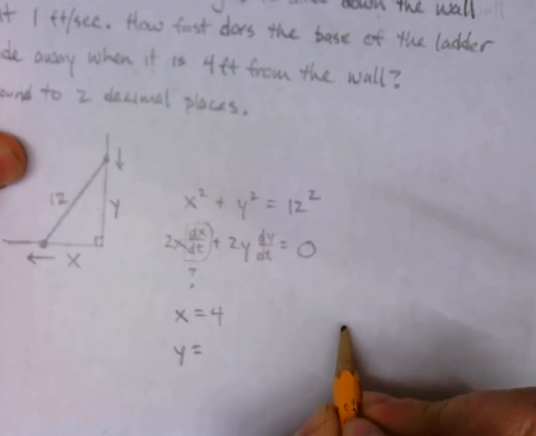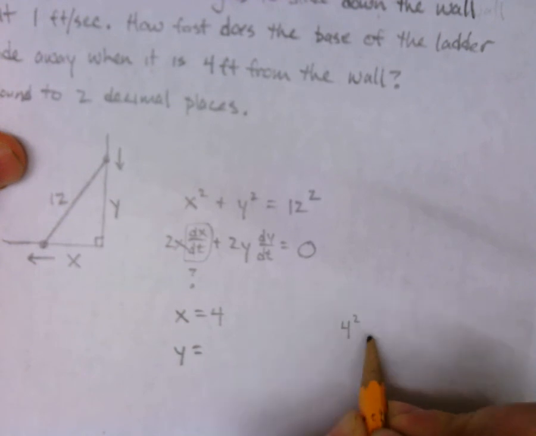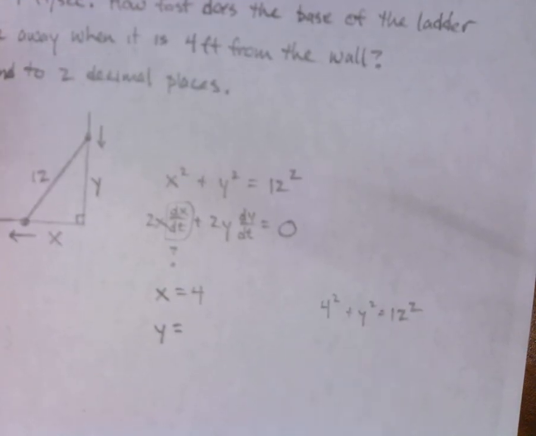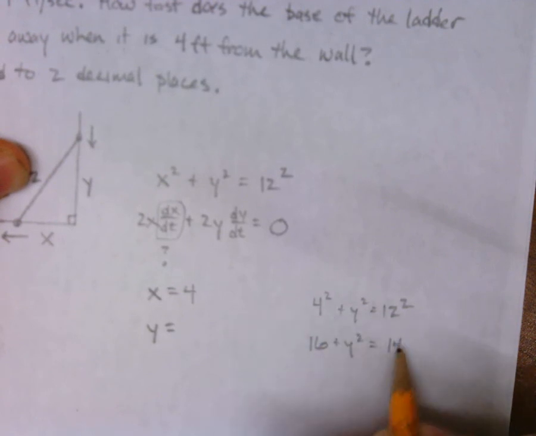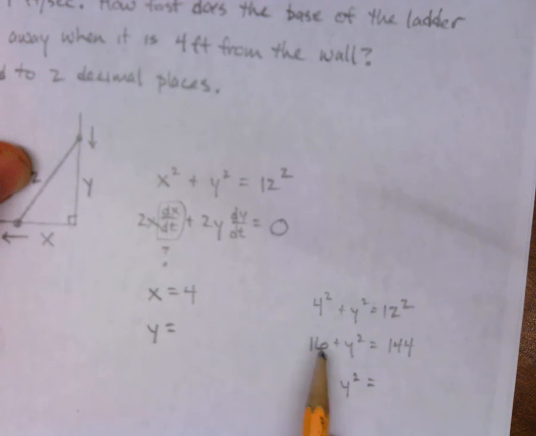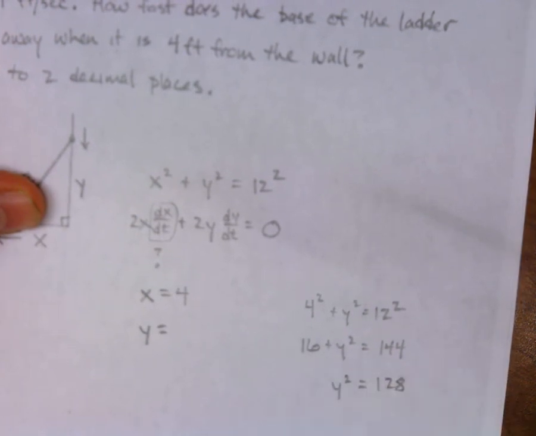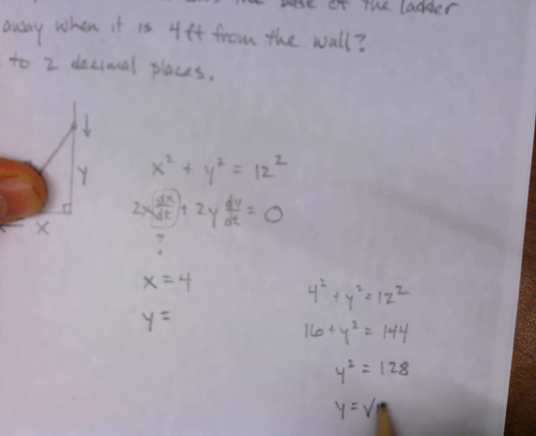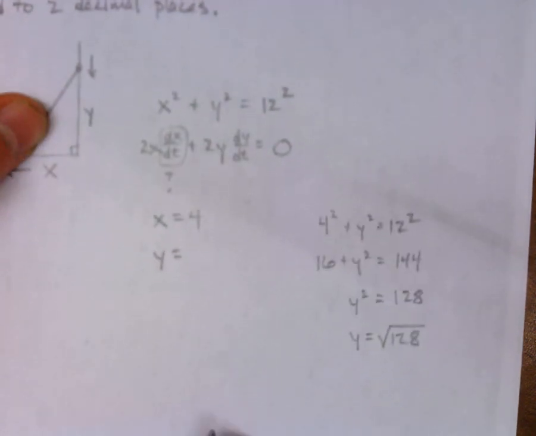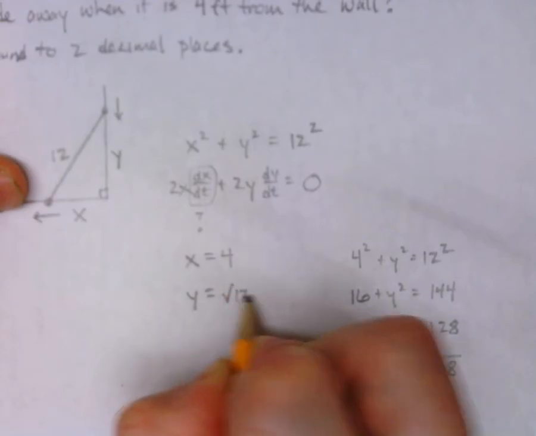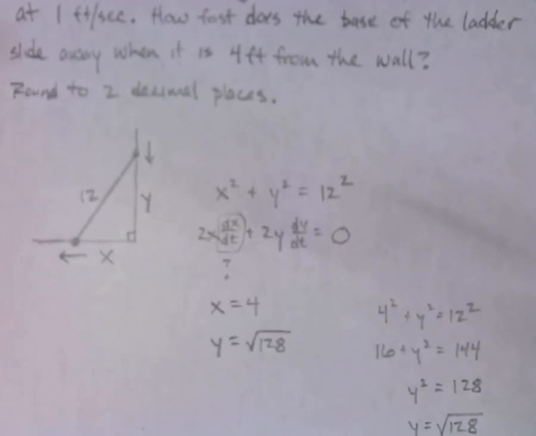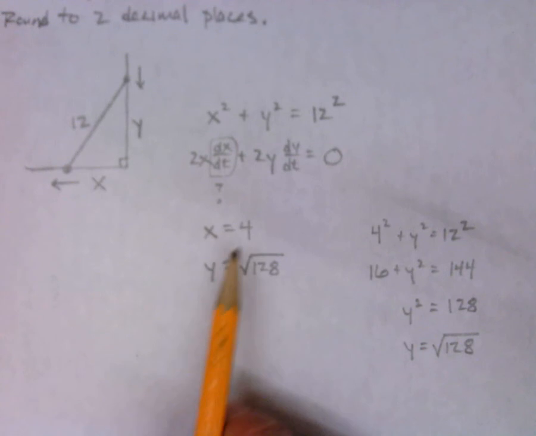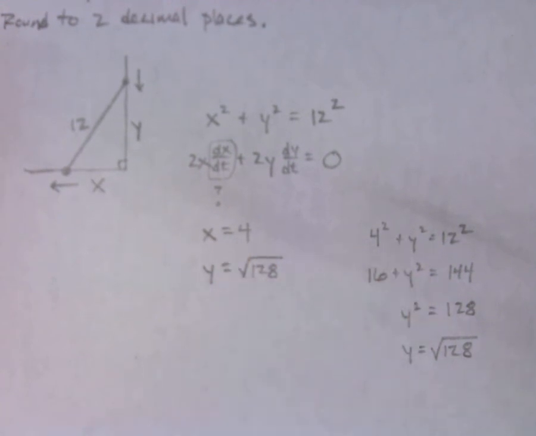So maybe kind of to the side, I know that when x is 4, 4 squared plus y squared will equal 12 squared. And, you know, in a couple of steps, I can figure this out. y squared, if I subtract 16, will be 128. So I want the square root of 128. Now I could simplify that, but I'm going to end up rounding my final answer anyway. Let's just keep it as square root 128. So when x is 4, at that same moment, y is this.